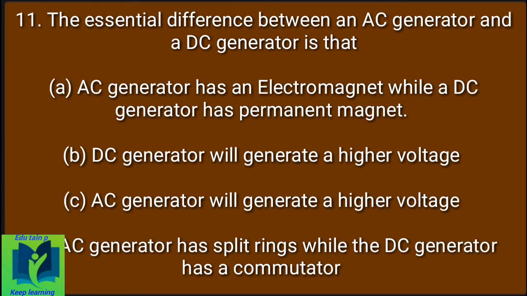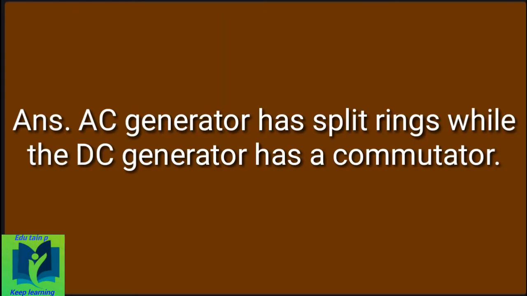The essential difference between an AC generator and a DC generator is that option A, AC generator has an electromagnet while a DC generator has a permanent magnet. Option B, DC generator will generate a higher voltage. Option C, AC generator will generate a higher voltage. Option D, AC generator has split rings while the DC generator has a commutator. AC generator has split rings while the DC generator has a commutator.